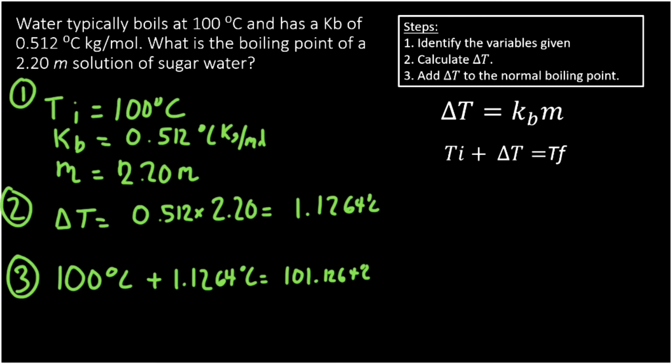And then when I think about sig figs, I'll realize that my concentration, my Kb, and my temperature are going to have 3 sig figs, and that means I'm going to round to 3 sig figs, which would be 101 degrees Celsius. All right, 101 degrees Celsius. That is my new boiling point of my water after adding sugar to it.